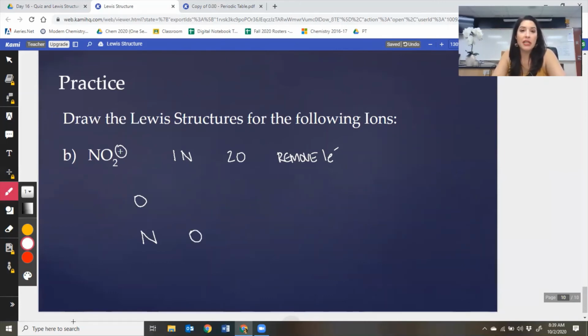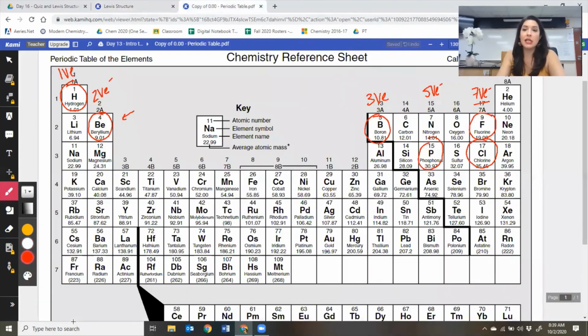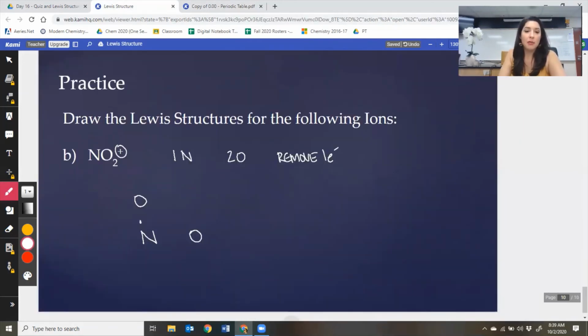Now I'm going to go look at the periodic table and see how many valence electrons each has. Nitrogen has 5, oxygen will have 6. Starting at the top, working my way around clockwise, 1, 2, 3, 4, 5. Here goes oxygen, 1, 2, 3, 4, 5, and 6. And another oxygen, 1, 2, 3, 4, 5, and 6. I'm going to go ahead and start trying to make some electron pairs here.